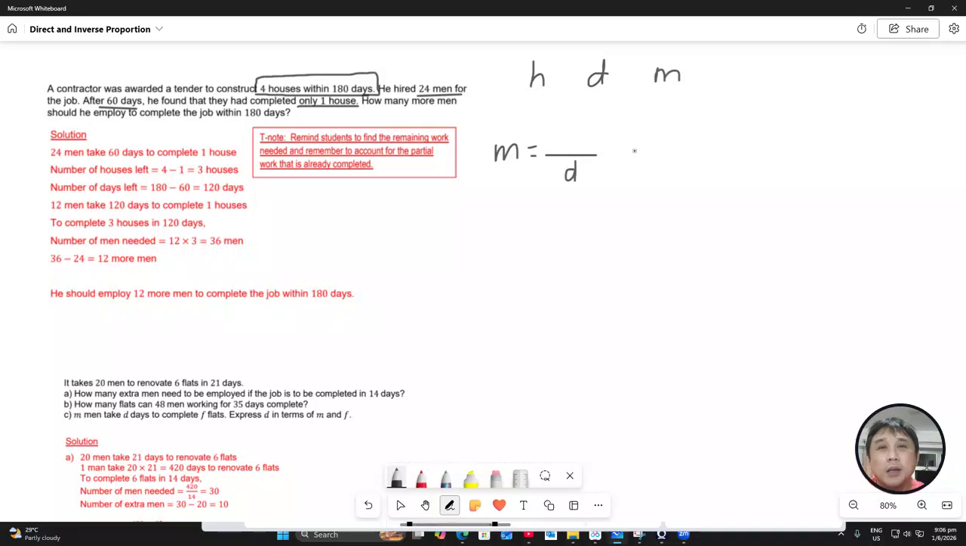Okay, right. So we learned that before. If you treat this as men versus days, of course, they are inversely proportional. What about the house, or rather the houses? If you have more men, you can build more houses, right? So they are directly proportional somehow.